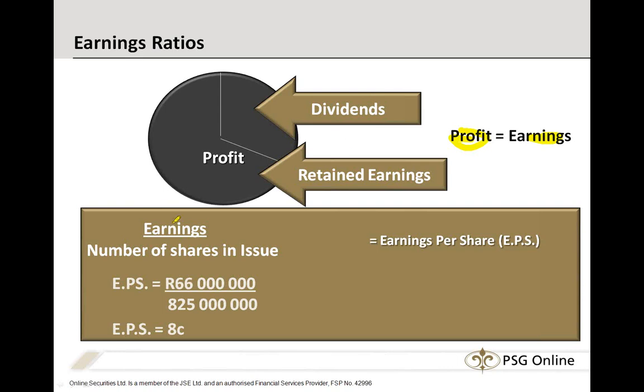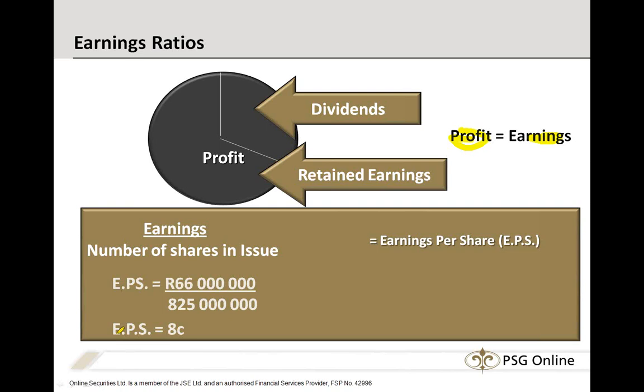But let's take that profit now. In this situation, we call it earnings divided by the number of shares in issue. What we're trying to calculate is what we call earnings per share. You're going to break it down to a per share value. What is the profit per share? So in our example here, we've got 66 million divided by 825 million shares in issue. In this example, our earnings per share value is 8 cents per share.